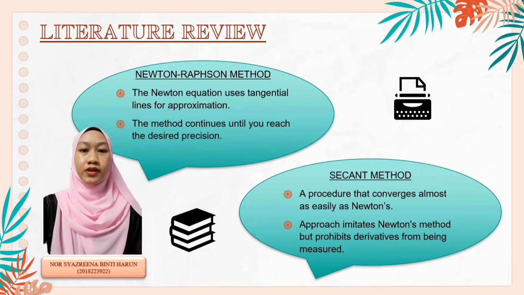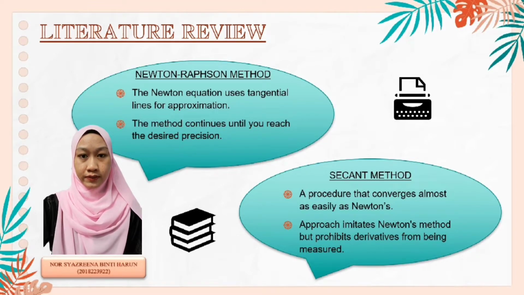For the literature review on the Newton-Raphson method, the Newton process is termed the Newton-Raphson iteration, attributed to Sir Isaac Newton and Joseph Raphson. As one of the most common root discovery techniques, the technique aims to find the equation f(x) equal to 0, where f(x) is a single variable function that stays constant and distinct. The Newton equation uses tangential lines for approximation.